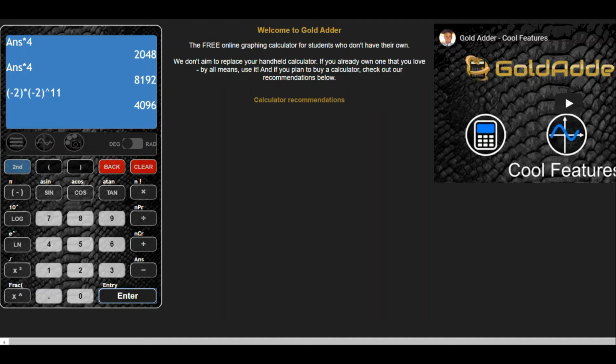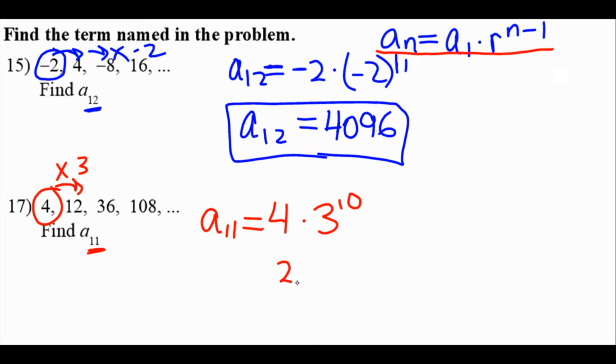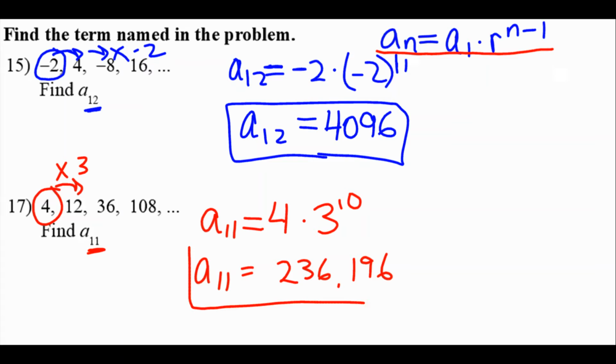4 times 3 to the 10th power. 236,196. That's a big number. The 11th term is 236,196.